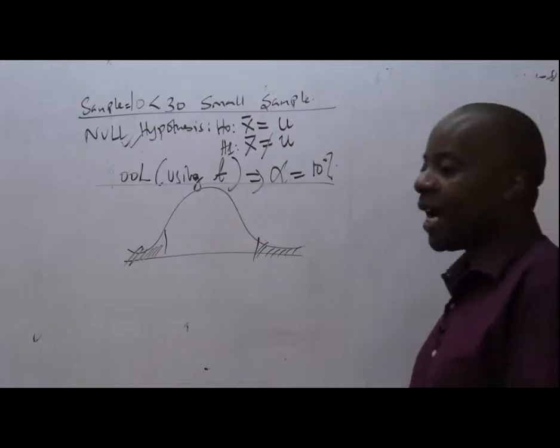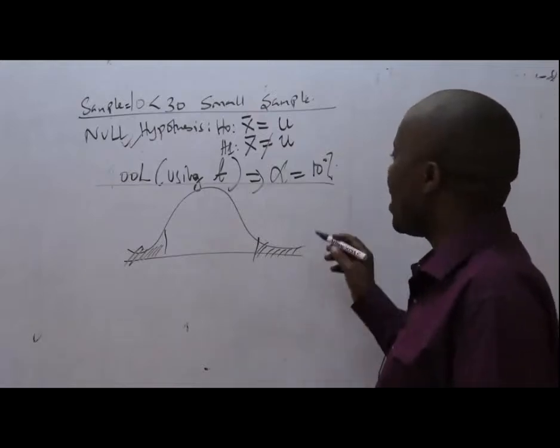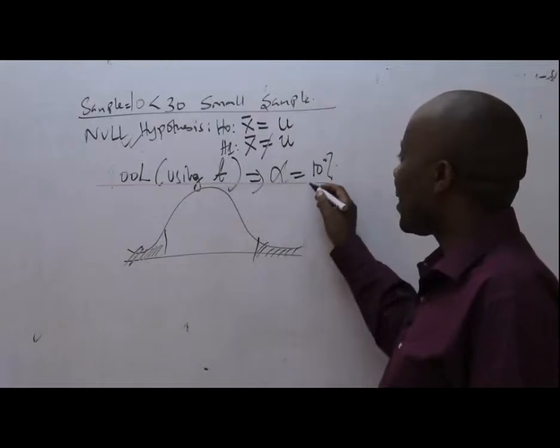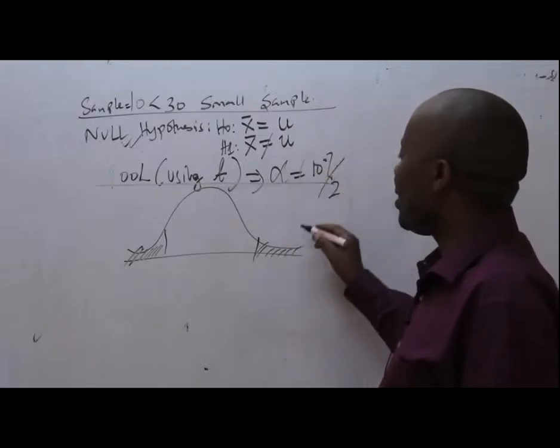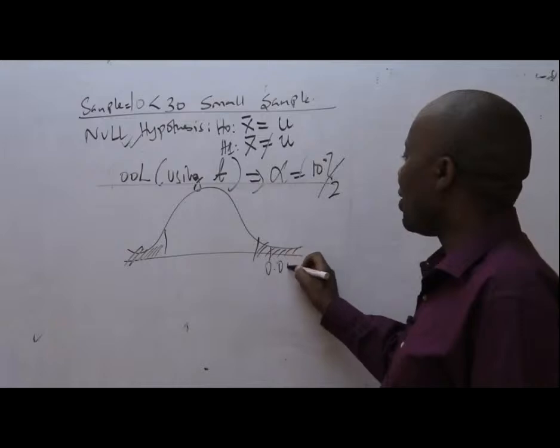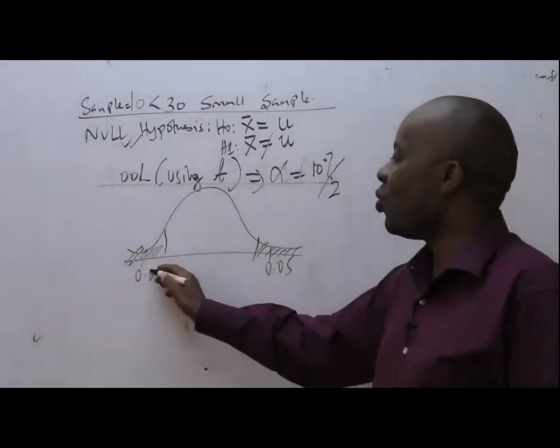So in this case here, you have already seen the concept that because we've got two tails, I must share into this. So come and divide this by 2. So this will be 0.05, like that.